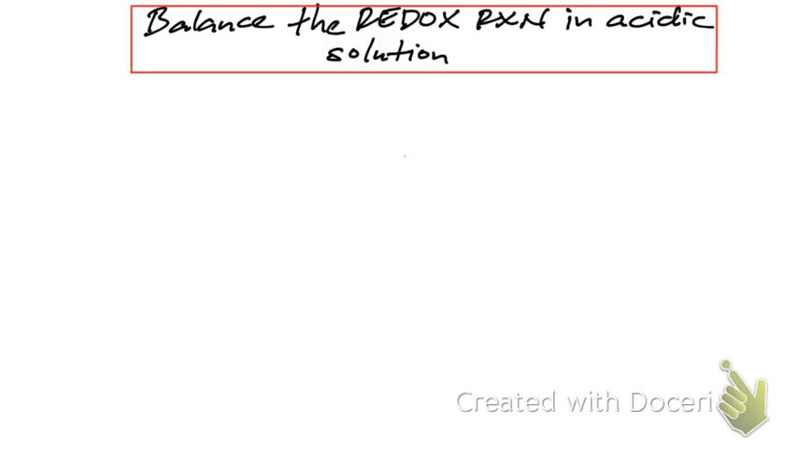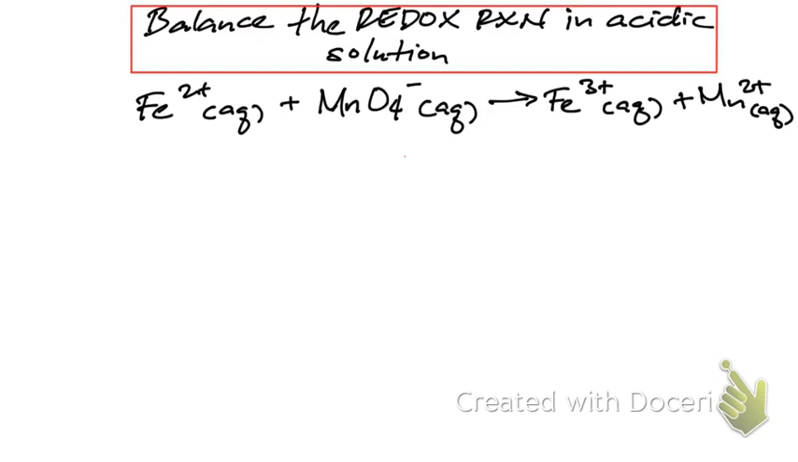All right, let's take a look at another example here. Balance the redox reaction, but this time it's under acidic solution. Okay, so here's the redox reaction equation. We have iron 2+ ion plus permanganate ion, and this becomes iron 3+ plus manganese with a positive 2 charge.